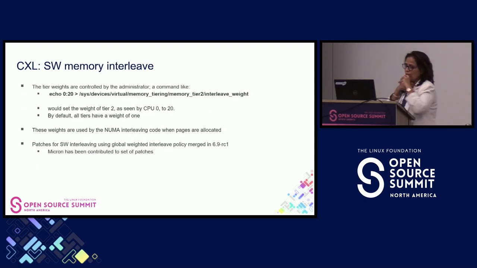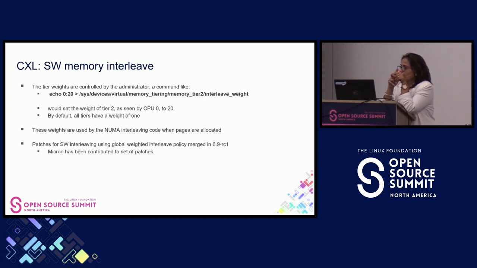So the example here we can take is the tier weights that are controlled by the administrator commands, and here again the system interface. Here the tier 2, the weights are being assigned to tier 2. Like here in this case, as seen from CPU 0, the weight assigned is 20.